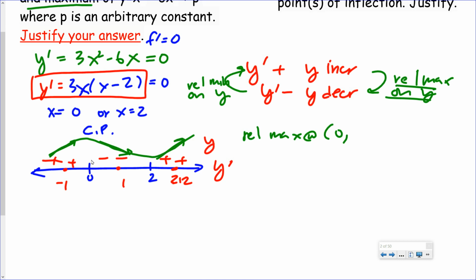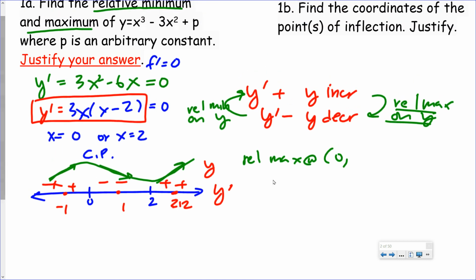What's my y value for this relative max? How do I find it? How do I find the y value? Plug it into y or y prime? Y. Okay, so if I go up here and I plug in 0, what do I get for my y value? P. Okay, so my y value is P. Are you guys okay just leaving the P there? Just leave it. We don't know anything about p. It's just some constant, okay?